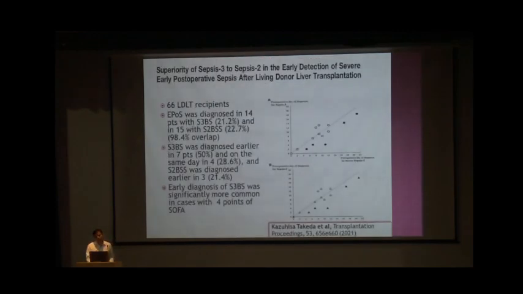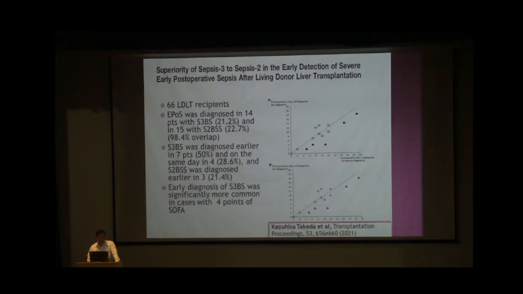Hence, that determines the outcome in the organ transplantation setting. Coming to the use of these guidelines in the organ transplantation setting, I could find very little literature on using these guidelines. One article, published recently from Japan, looked into the Sepsis-2 and Sepsis-3 criteria to identify sepsis in liver transplantation patients, that is LDLT patients.